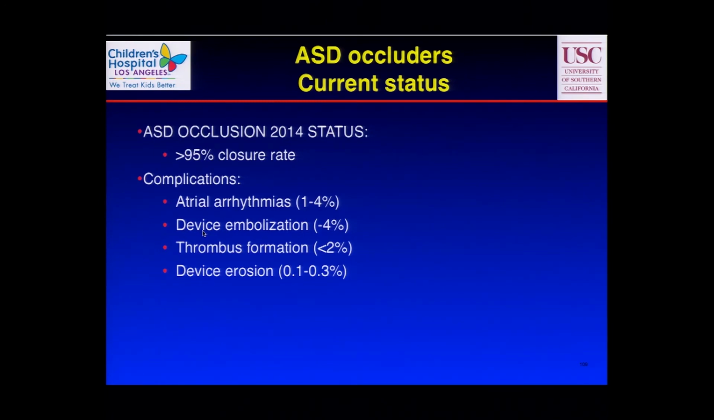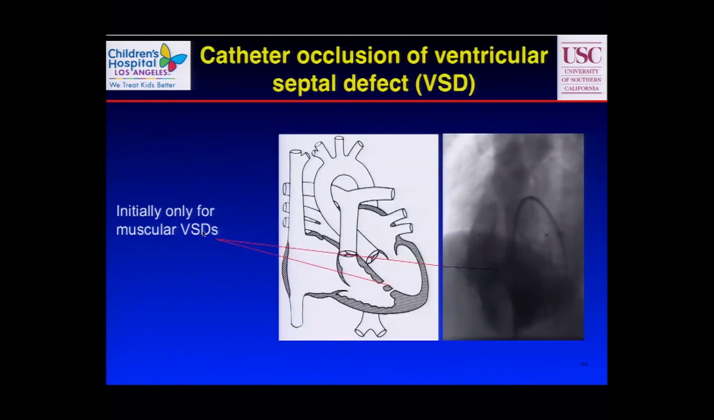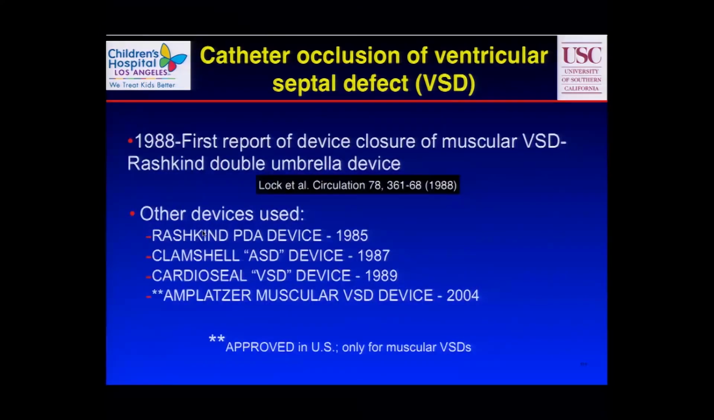So the current status is that ASD closure has a 95% or greater closure rate with very little complications, but they do include some arrhythmias, device embolization, some thrombus formation, and some erosions. VSD closures came along, and you'll see that the first report actually took place in 1988 by Jim Lock. In fact, some of the ASD devices were used in the VSDs.